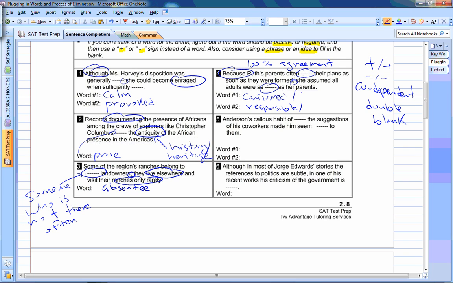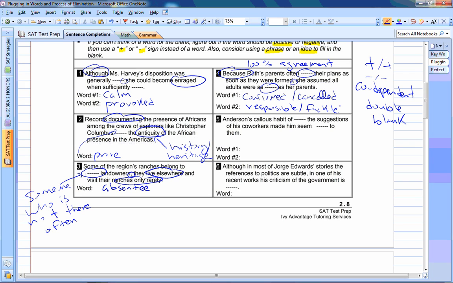Maybe parents are very flaky. You could say cancel their plans as soon as they're formed. So they say they book something online, then they just change their mind, cancel it. Then assume all adults were as fickle. Fickle means you change your mind often. That's actually a commonly used SAT word. That's also kind of tough to remember sometimes if your vocab's a bit weak. So yeah, just some things to keep in mind.